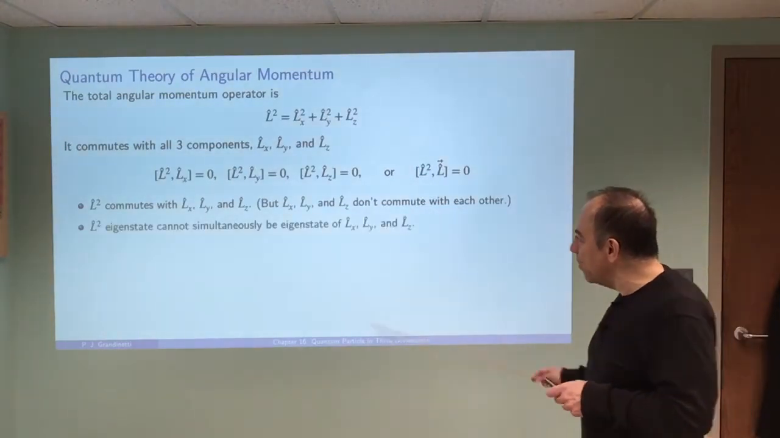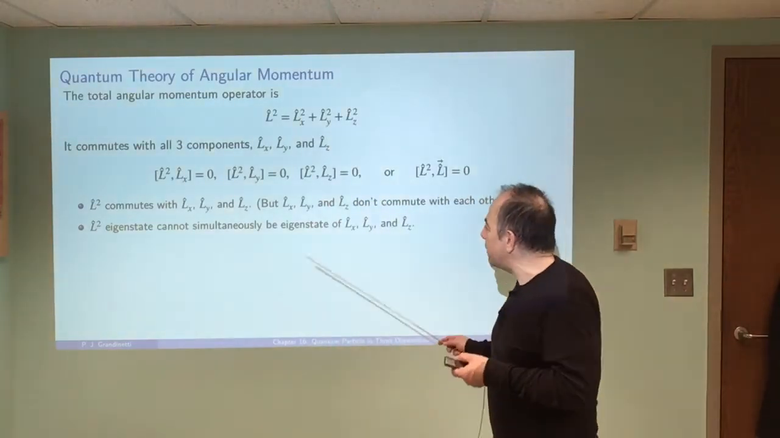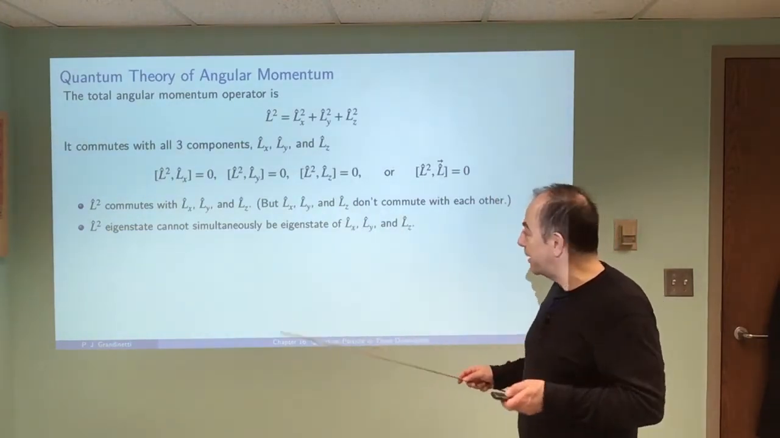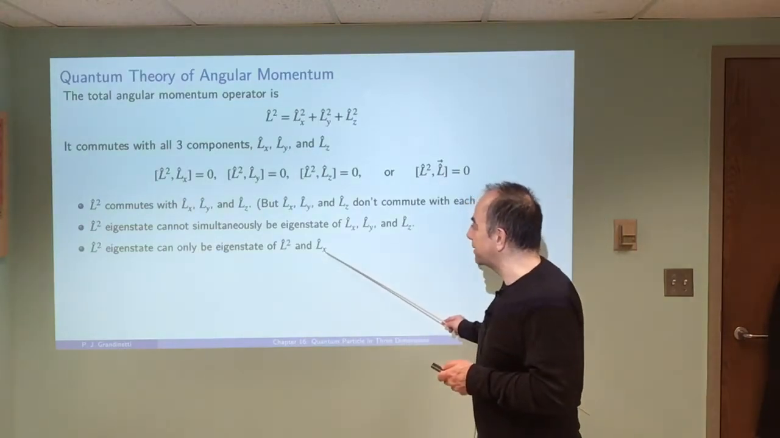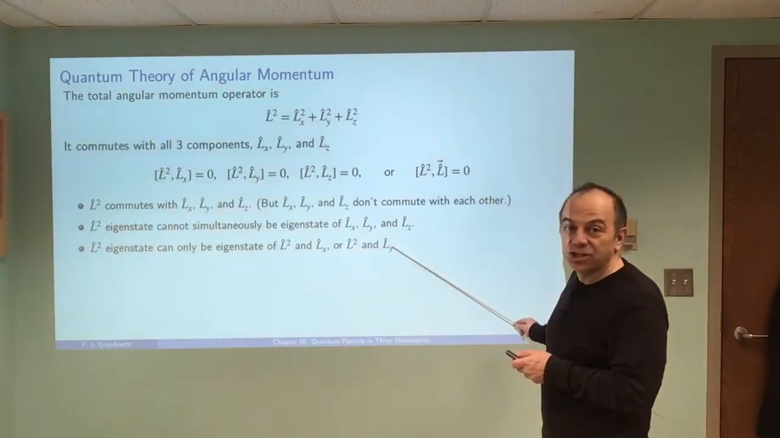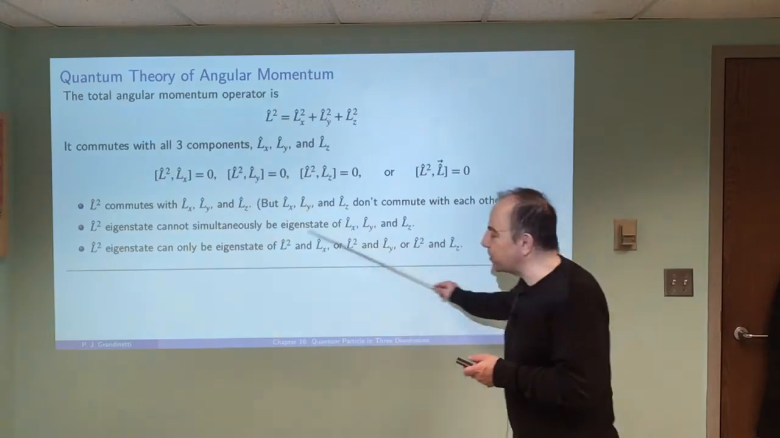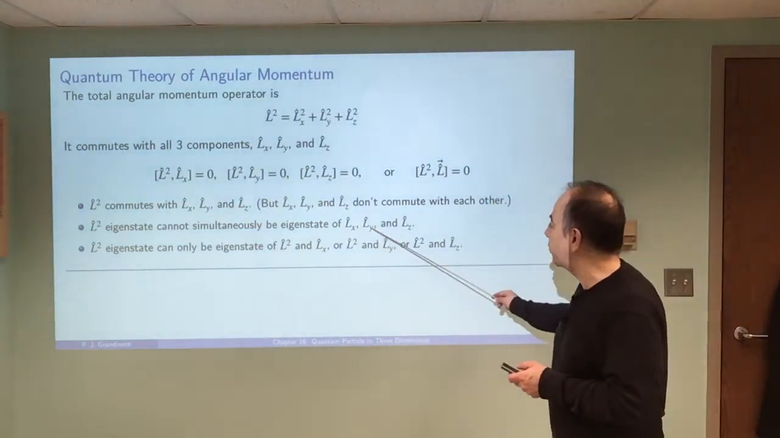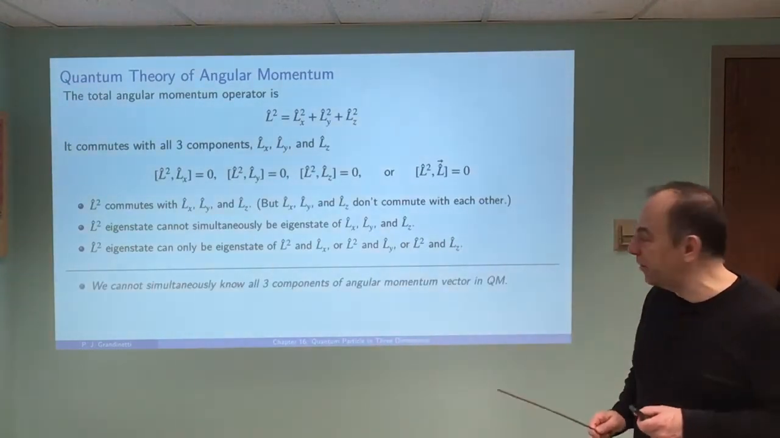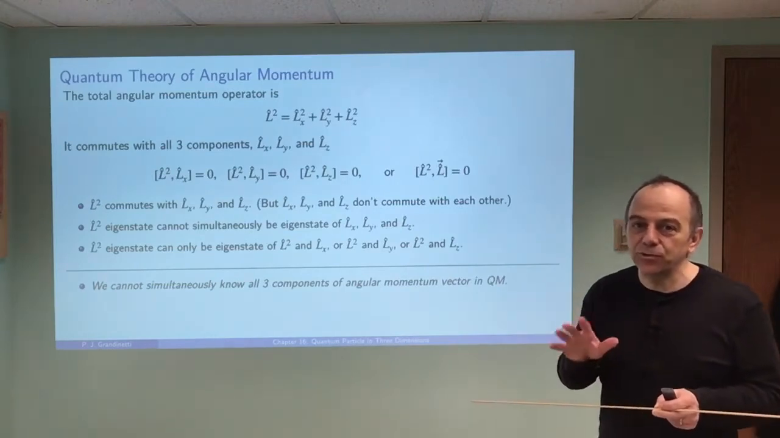Okay? So what this means is that whatever the eigenstates are for L squared, they can't be simultaneously the eigenstates for Lx, Ly, and Lz. So it can be the eigenstates of L squared and Lx, so these two can share an eigenstate, or L squared and Ly can share an eigenstate, or L squared and Lz can share an eigenstate, but all of these operators can't share the same eigenstate because Lx, Ly, and Lz do not commute. So we know that we cannot simultaneously know all three components of the angular momentum vector in quantum mechanics. And so this is going to be an issue. It's going to make things really interesting.